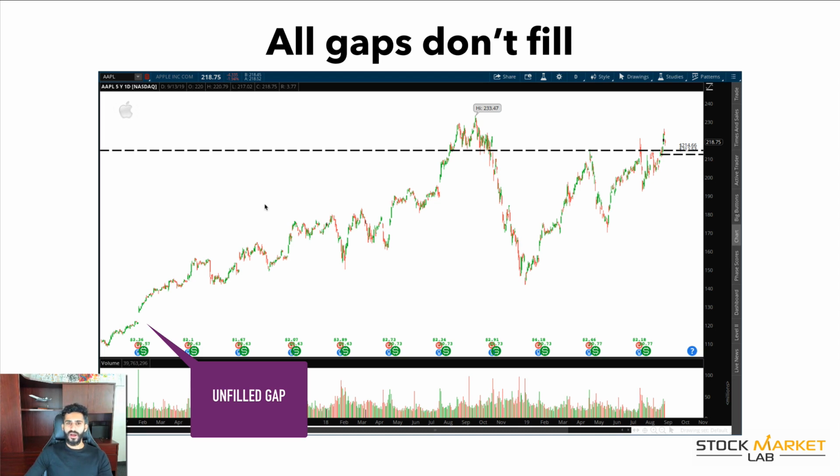In the upcoming lessons, there is a lesson I have that goes over how to trade gaps, which I will break down and show you different examples. But for now, I just want you to understand and analyze different types of gaps, and then we'll start putting more and more pieces together.